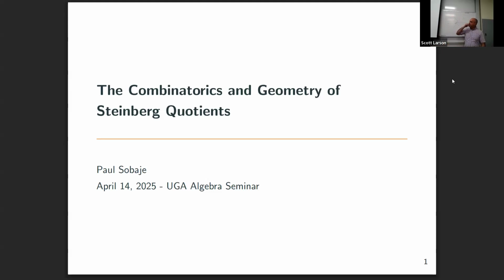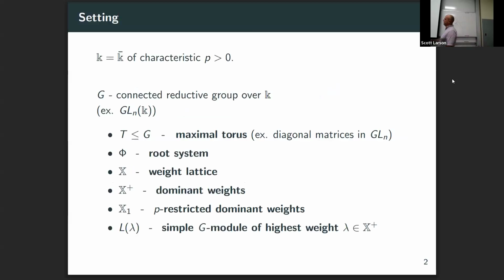So I want to talk about these things called Steinberg quotients, which have to do with character formulas for modules. And I'm trying to promote them as something I think is important. So let me just give the quick setup and then give the historical motivation. We're dealing with reductive groups in characteristic P. So K is some algebraically closed field of prime characteristic. We're going to have a connected reductive group. So the general linear group or special linear group are very good concrete examples to have in mind.